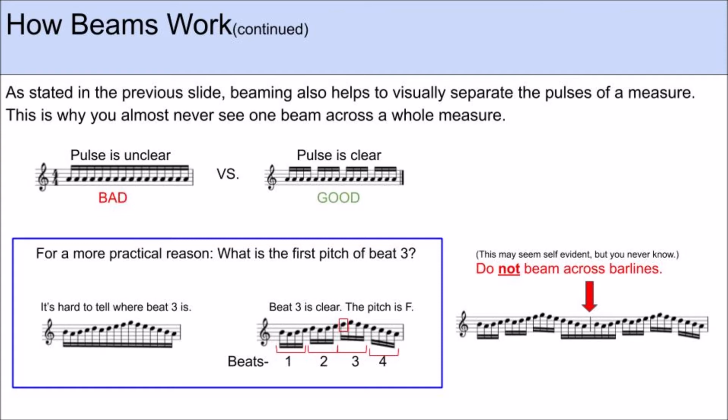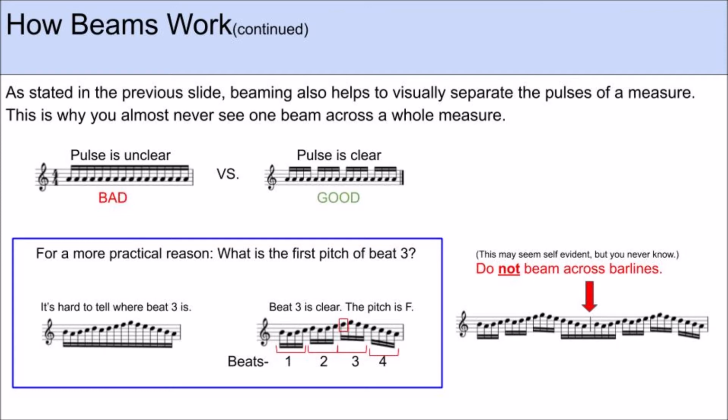For the example on the right of that, where each beat is beamed separately, you can just go to the third grouping of notes that is beamed and say the pitch of the very first 16th note. Here we go to beat 3, which is clearly identified by the beams, and the first pitch in that grouping is an F. So the first pitch of beat 3 in this instance is an F.